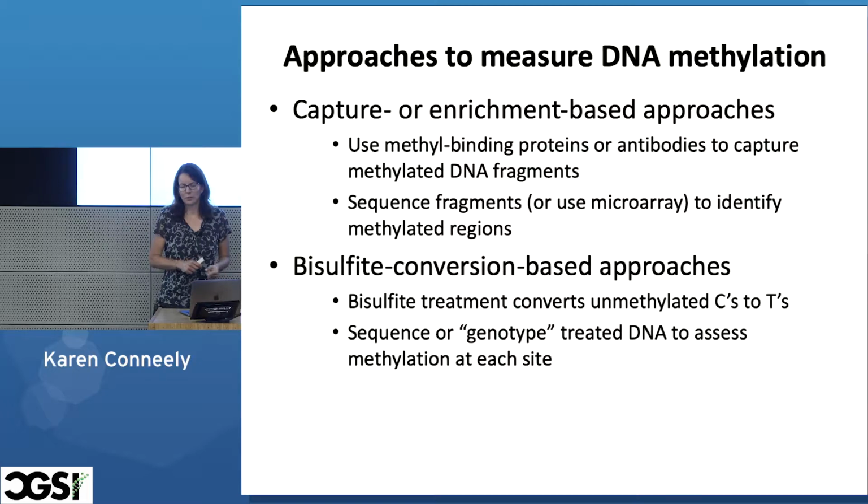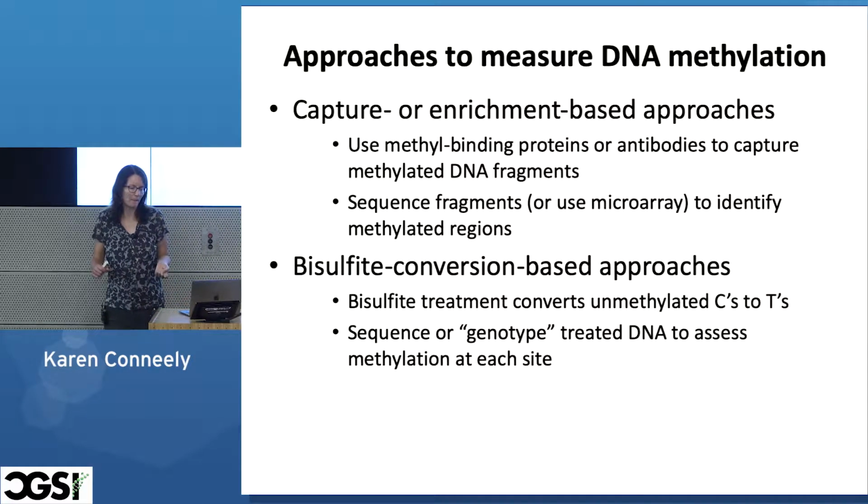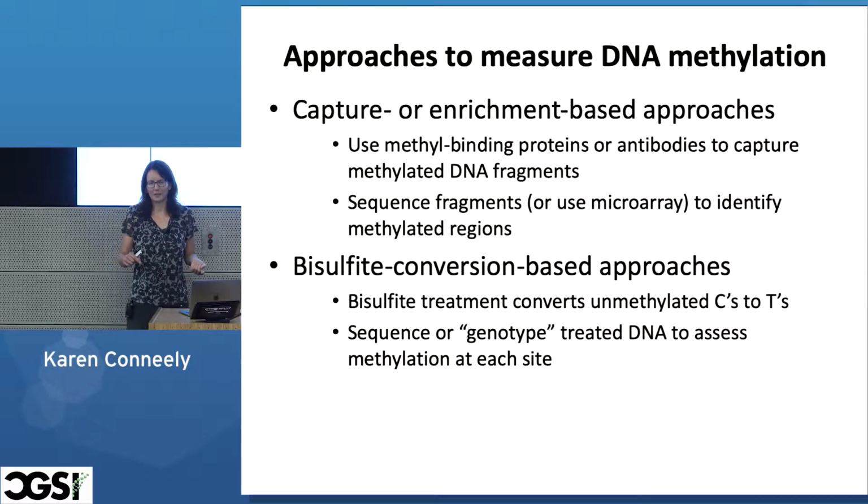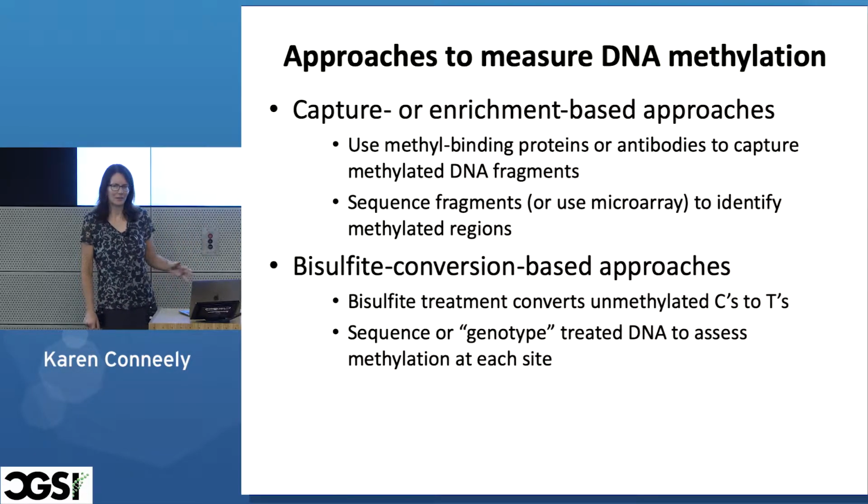The other category of approaches that we'll discuss today are the bisulfite conversion-based approaches. In these, we use bisulfite treatment to treat the DNA, and this converts unmethylated cytosines to thymines. It leaves the methylated cytosines alone. What we then have are things that look a lot like these CT SNPs. So we can either sequence or genotype the DNA, look at the CT SNPs and see whether we get Cs or Ts or some mix of both. That allows us to assess the methylation at every site.